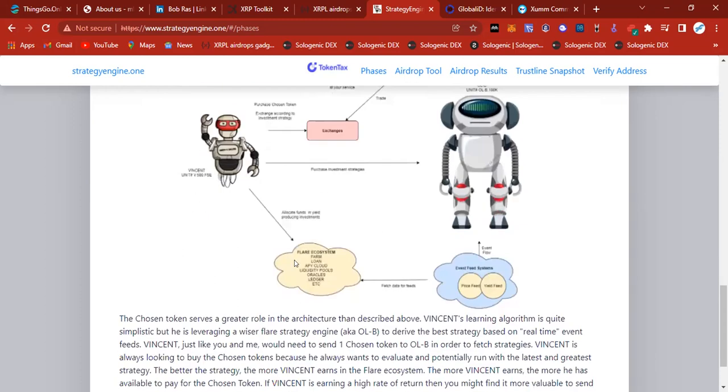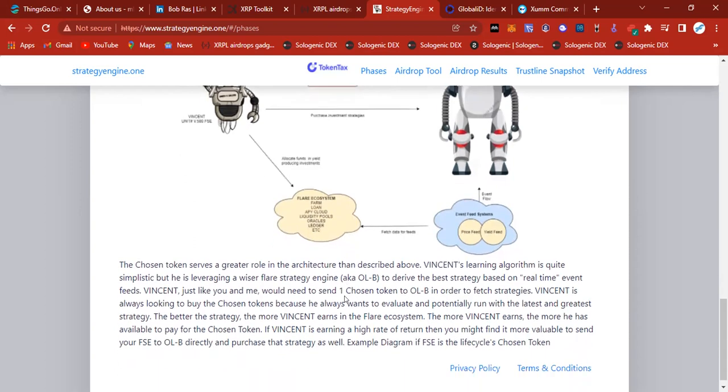It's pretty cool. You see right here, it allocates funds in yield producing investments. So this robot is really smart, and this bot they have created is smart. It is a smart investor. It goes to coins that you can actually utilize and gain with DeFi in their ecosystems.